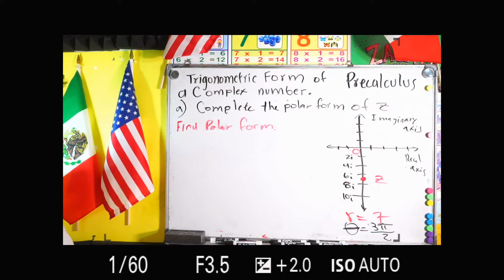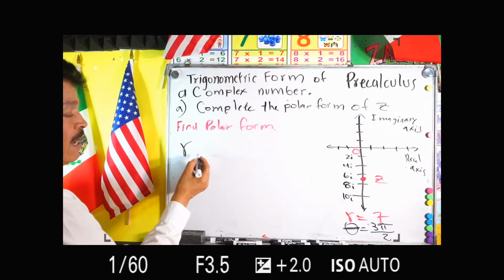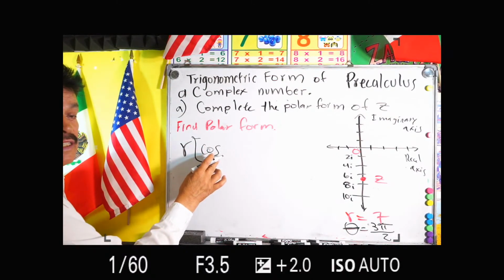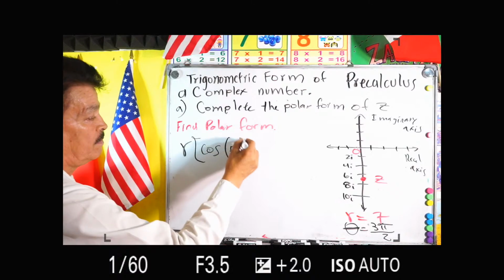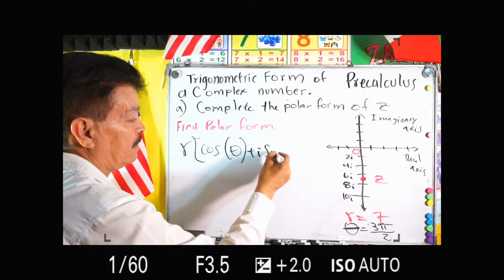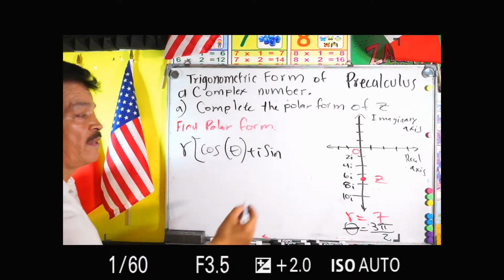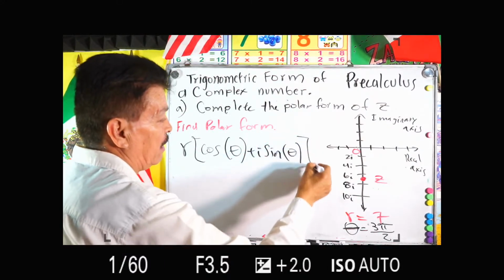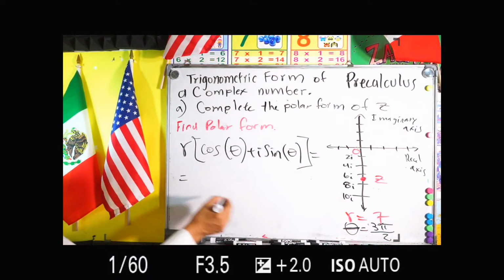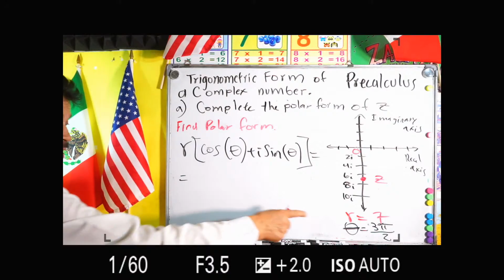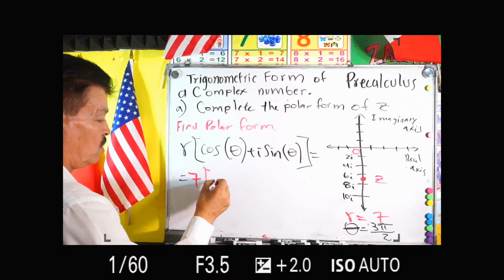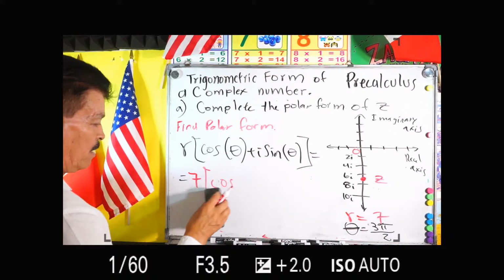The polar form, remember the formula, is r times cosine of the angle plus imaginary sine of the angle. This is my formula. So now this equals, with the information that we have here, 7 cosine.